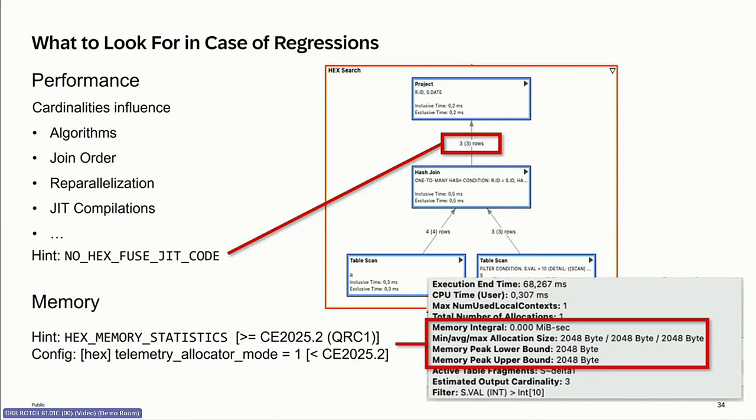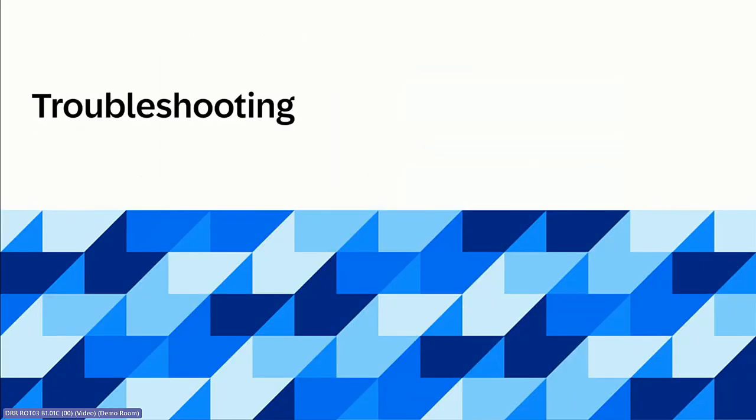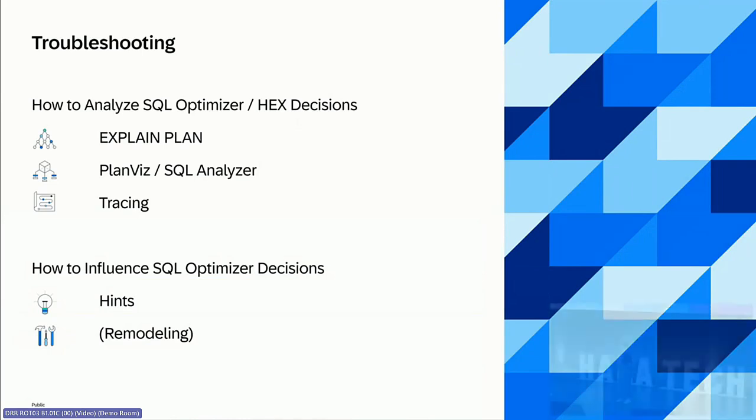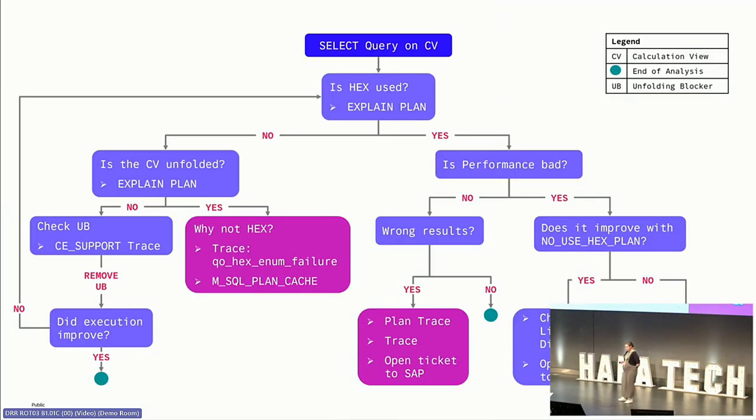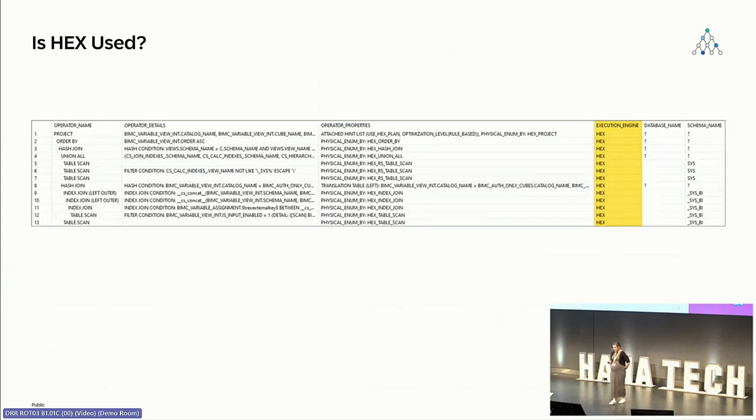All right, we only have 10 minutes left, so let's look at some troubleshooting. We'll use some familiar tools, and in order to look at some HEX-specific troubleshooting, we're going to use an example select query on top of a calculation view. Since we want to use HEX, the first thing to check is whether or not HEX is used. And this is incredibly easy. We can see it directly in the explain plan.